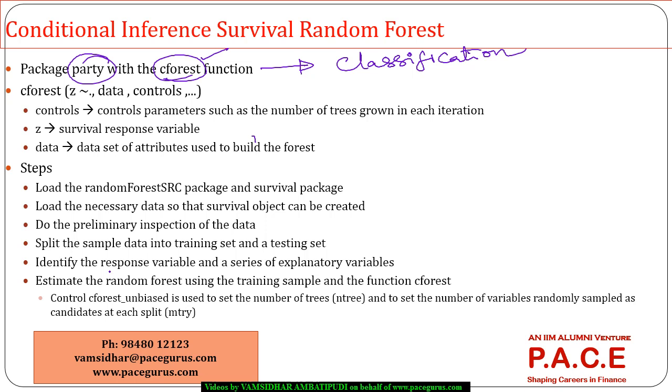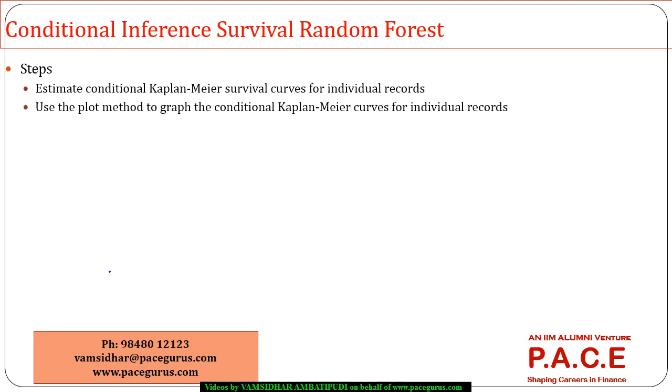I think we have done this entire process. So we have got the conditional Kaplan-Meier survival curve for each of the individual records. If I have new data altogether for which I don't have the time to event data, in that case this would be extremely useful for me. So for that purpose, I am using the prediction part here.